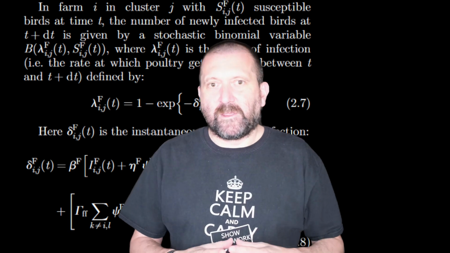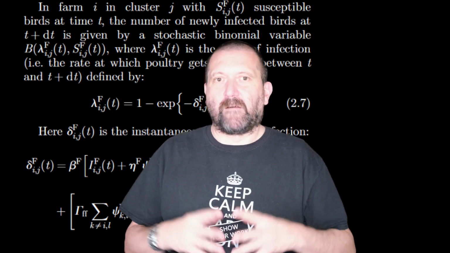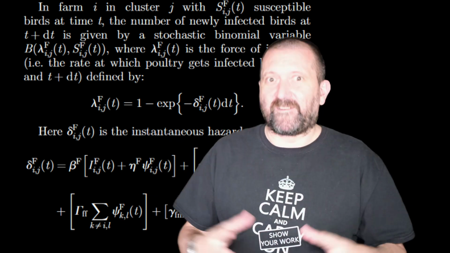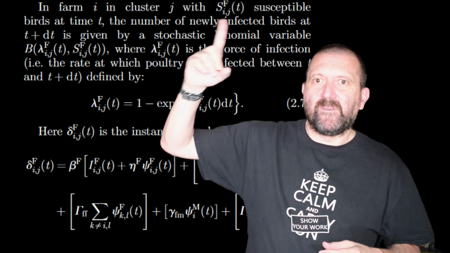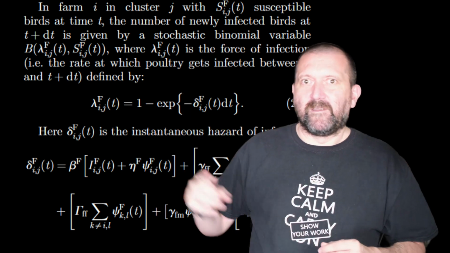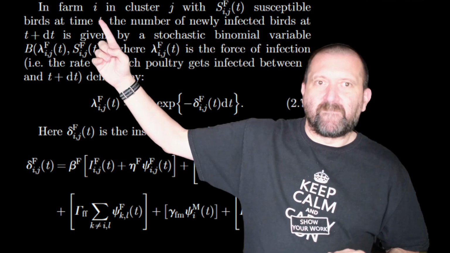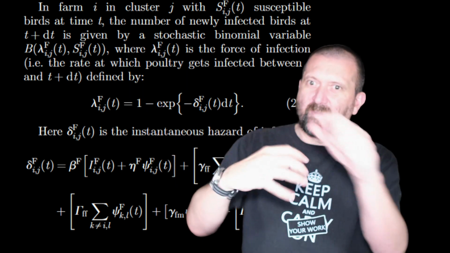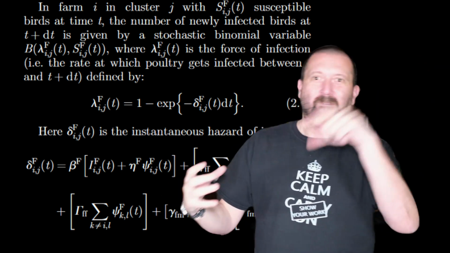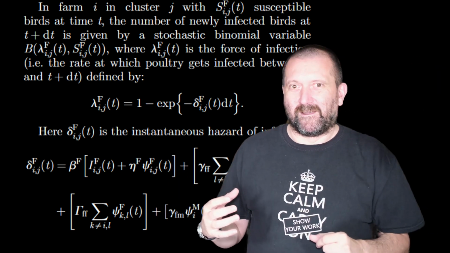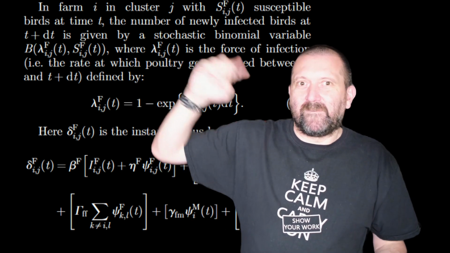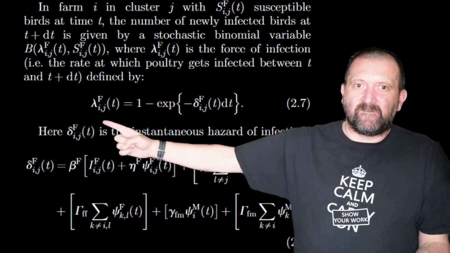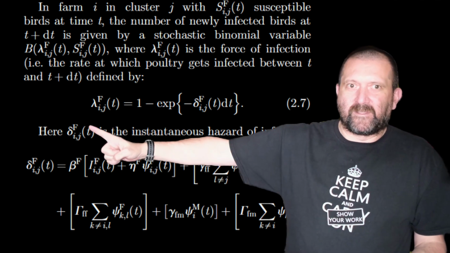So what they use to consider this model, to write the model, sorry, is, as I said, a stochastic model. They compute the number of susceptible birds in a given farm i in a given cluster. Because, of course, the clusters depend on a given market more than other markets further away. And that number of susceptible birds is subject to a force of infection that is written like so.